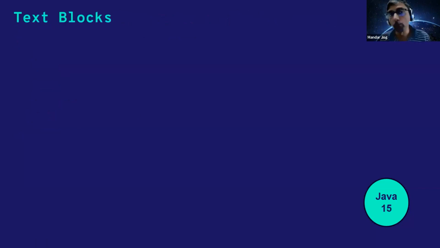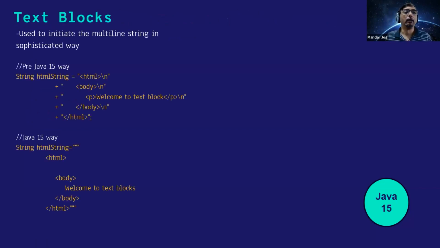Java 15 talks about the text block, and it is used to initiate multiple strings in a sophisticated way. The pre-Java 15 way is kind of this stuff. You need to write the slash n's and the plus everywhere, let it be HTML or maybe JSON or something else. And many times nowadays you need to work with multiple lines of text, and it looks really difficult. It's non-readable, non-maintainable.